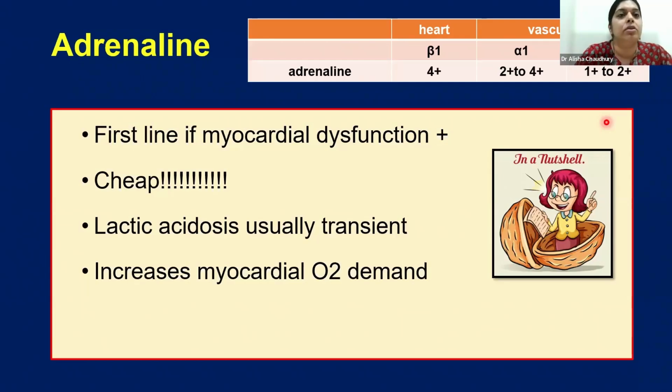It is cheap, definitely. And then one thing, lactic acidosis. Remember that alpha 3 which I mentioned to you, which is present on adipose tissue. So ADR will act on that, and that is the reason it causes a transient lactic acidosis. Now it acts on the receptors on the heart, that is beta 1. In that way, it will try to make the heart overwork and pump. So it can also increase the myocardial oxygen demand.